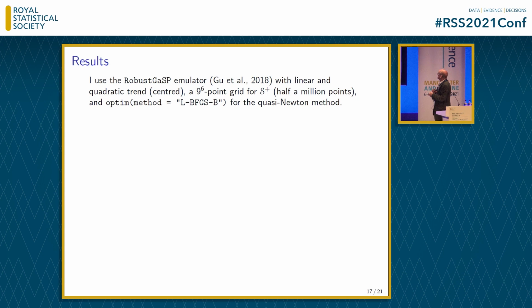Gramacy's robust GASP emulator, which I really like. It's got a linear and quadratic trend because this is a log likelihood, so we are expecting the appearance of quadratic features, centered, of course. I dump a 500,000 point grid into the parameter space to get my first stage optimization, and then I run forward with a quasi-Newton method with lower and upper boundaries to reflect the parameter space, the parameter box itself.